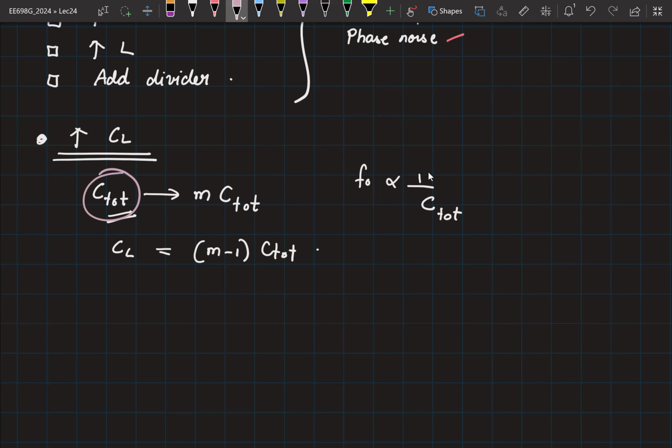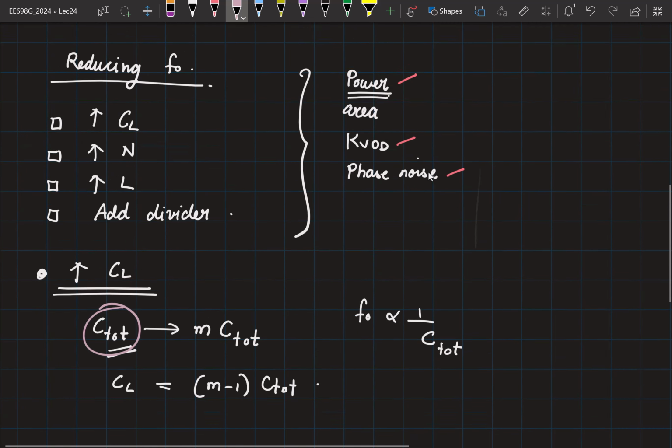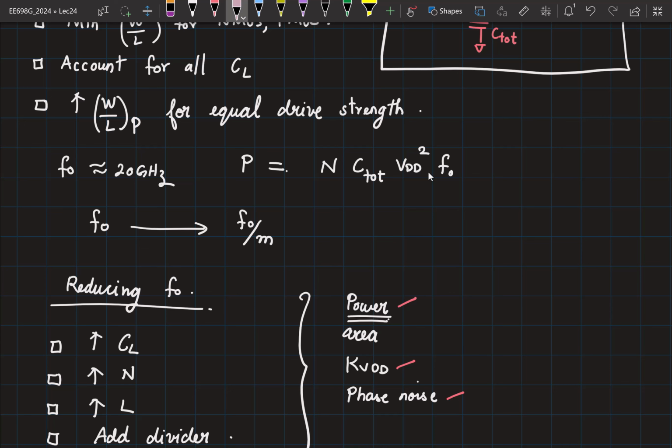Power equation. Very nice. So the power equation is N times C total into VDD square F, right? You run a simulation. So let me call this P0. Run a simulation. You have P0 value, N, VDD square and F0 are known, right? So you will get a C total there.